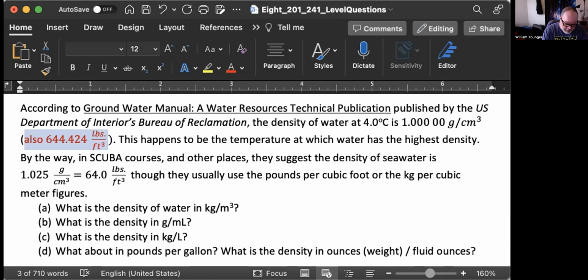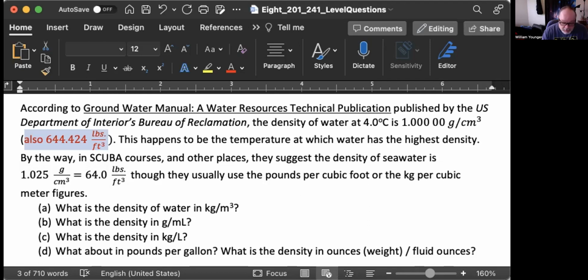In part A, they want to know the density in kilograms per cubic meter. In part B, they want to know it in grams per milliliter.